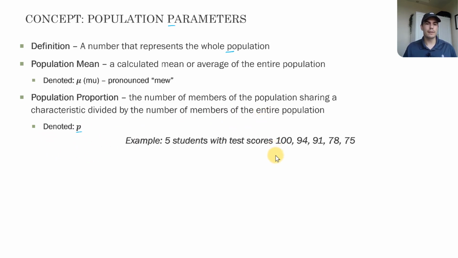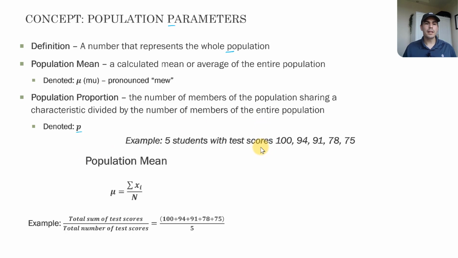So a quick example here, we have some test scores from 5 students. Our population mean is going to be represented by this equation: mu is equal to the sum, remember our sigma notation looks like this, the sum of x sub i. So this is going to be all of the terms of whatever we're looking at added together, divided by the total number. So in this example, the sigma notation would denote the total sum of test scores divided by the total number of test scores.